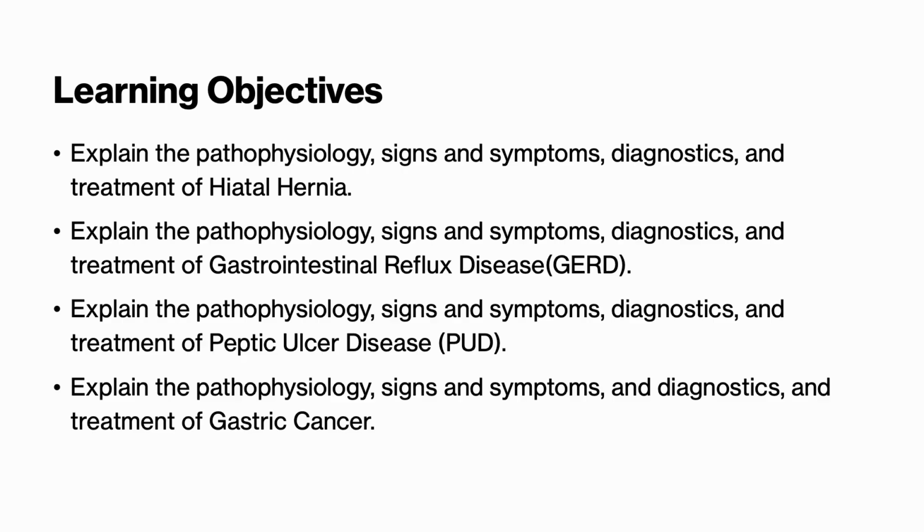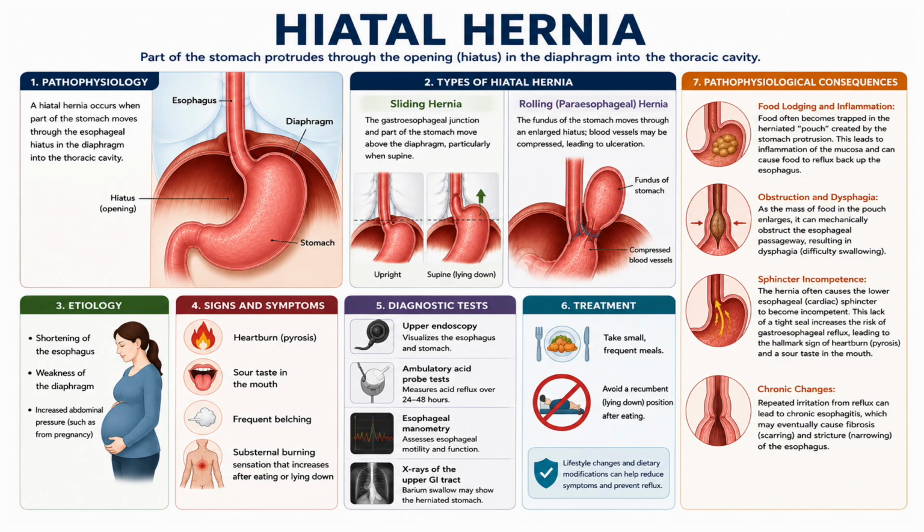These are the learning objectives for this lesson. So let's start with the hiatal hernia. Hiatal hernia occurs when a portion of the stomach protrudes through the hiatus, the opening in the diaphragm, and enters the thoracic cavity. While the digestive tract is normally loosely attached to the diaphragm, certain conditions can cause the stomach to shift upward, and this leads to significant discomfort and functional issues.